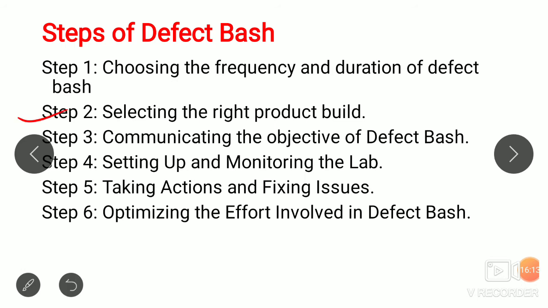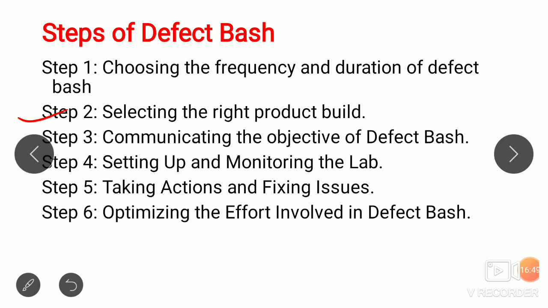We'll see the second one now. Selecting the right product build means we are considering the quality of the product here. Since the defect bash involves a large number of people, effort and planning, good quality is necessary for the defect bash. A good quality build means a good quality product is needed, where people are involved. A good quality product or build gives confidence on the product and progress.